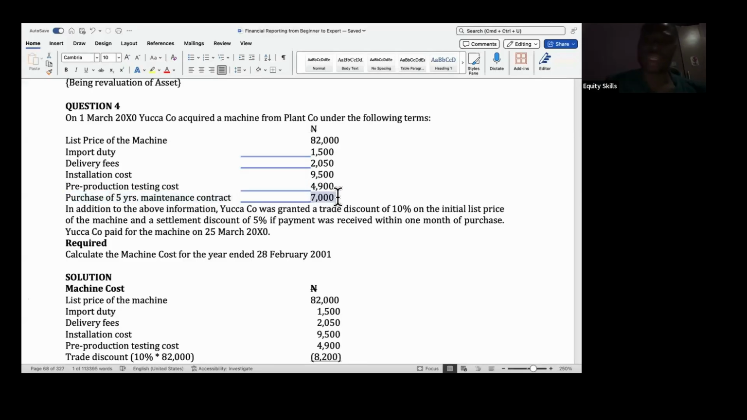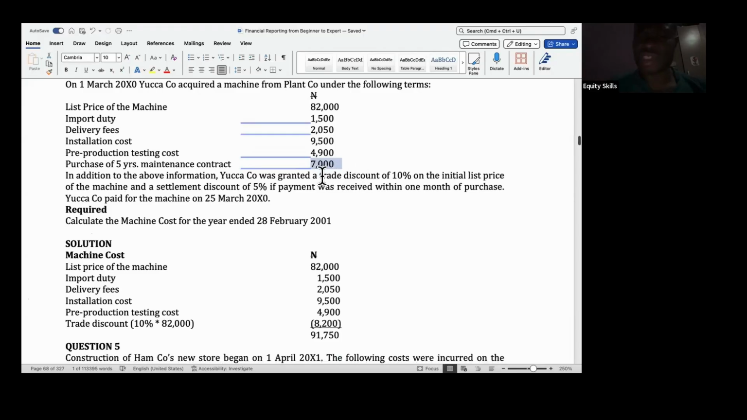Maintenance would be expensed. It will not be capitalized. But since this 7,000 is for 5 years, it will be spread over 5 years. We are not going to recognize all the 7,000 in year 1 alone. We are going to spread it over 5 years. So 7,000 divided by 5 is what we are going to recognize as maintenance in P or L every year. So this will not be capitalized.